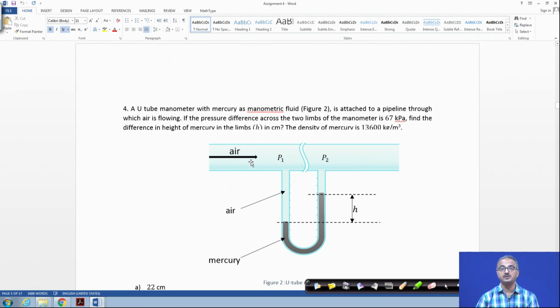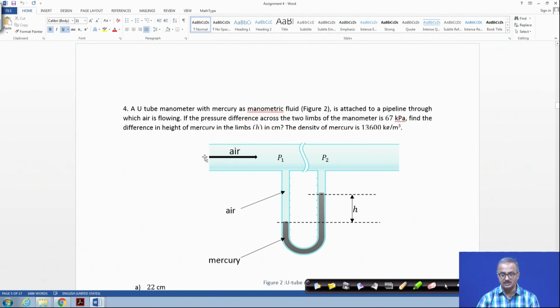A manometer is a device which can measure the pressure drop between two locations, and in the pipeline generally it is used. You saw that there are two limbs. It is called a U tube because it has two limbs and takes the shape of a U. In this manometer we have some manometric fluid, which moves inside it, and depending on the pressure difference across these two limbs, this fluid will go to one of the limbs.